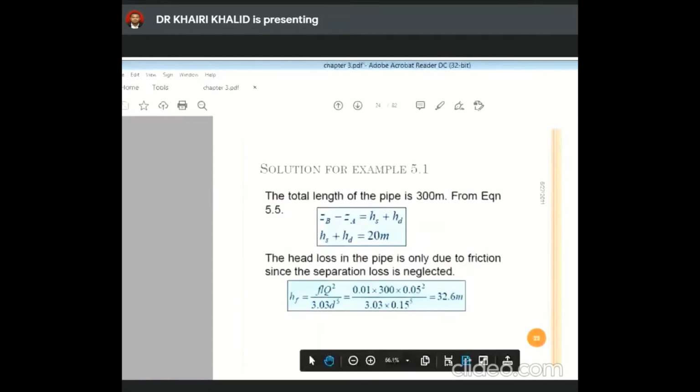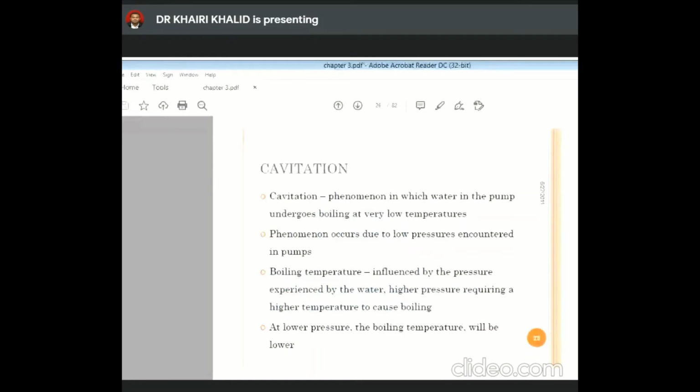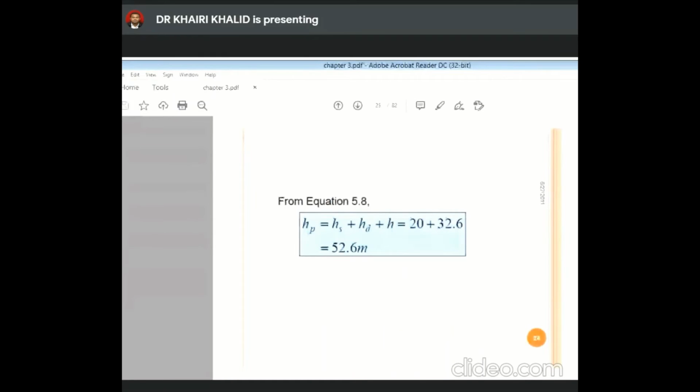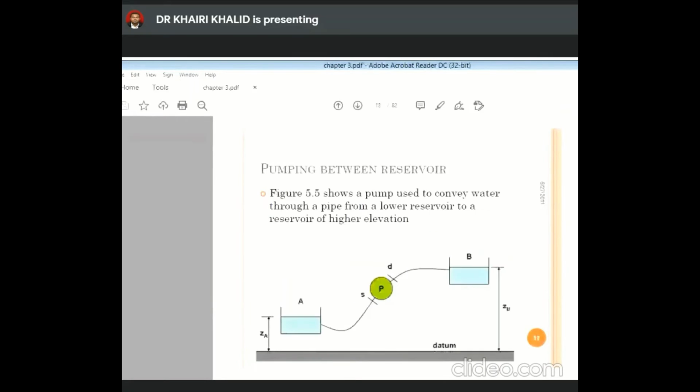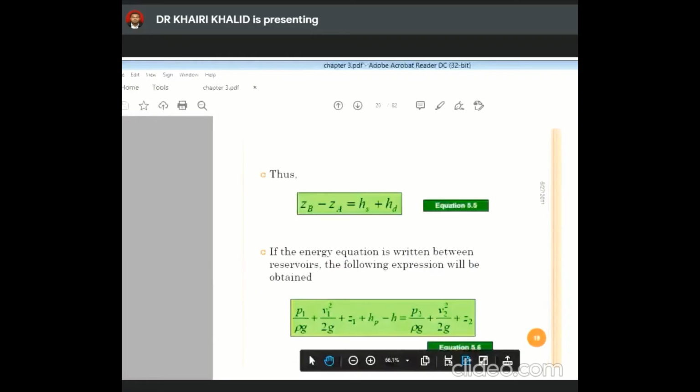We have an example over here. Still using the same diagram, we have point A, and then we want to deliver at point B. We want to apply this formula.